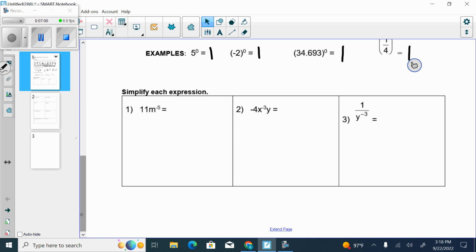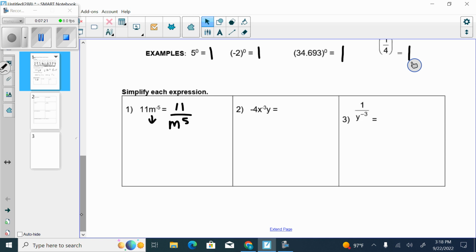Yeah, just down, right? But do I have to move the 11? No, the 11 has nothing wrong with it. So the 11 is going to stay where it is, but I'm going to move the m to the bottom to give it a positive power of 5.